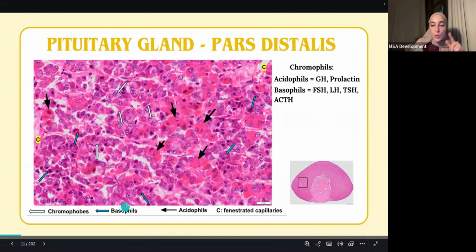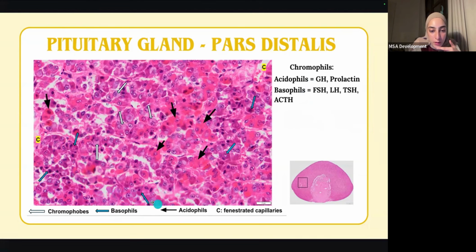And for the basophils, which are more blue from the name, it's more blue or you can say purple. You can kind of see, for example, compare this one to this one. This is more pink, more like it looks brighter. This one's an acidophil. But for the purple one or the more bluish one, it's a basophil, and they synthesize FSH, LH, TSH, and ACTH.